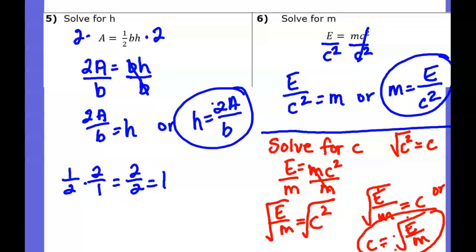All right, that was just a little side. I wanted you to see the difference between the two. In the first example, we're solving for m, so we didn't have to worry about taking the square root. But if we actually solve for c, that's when we would have to take the square root. Okay, let's look at number 7.